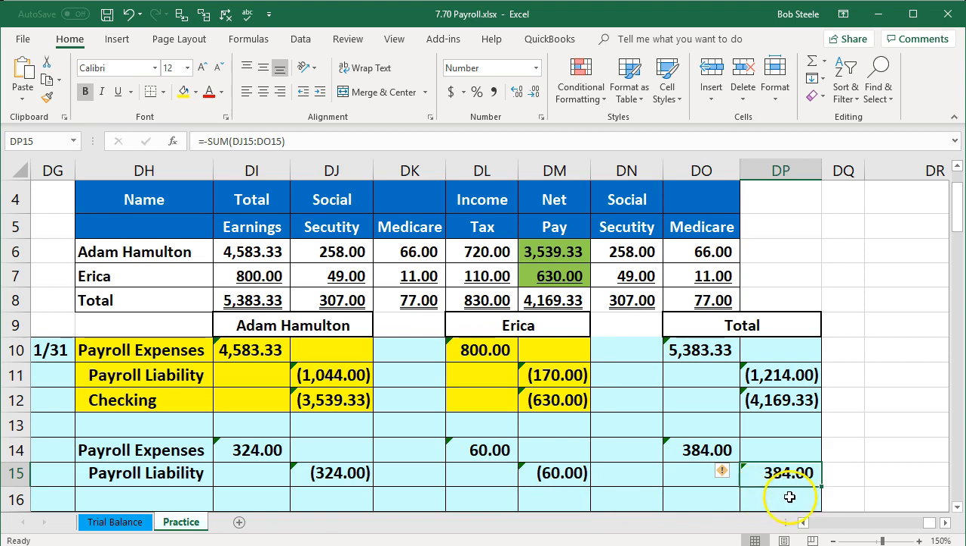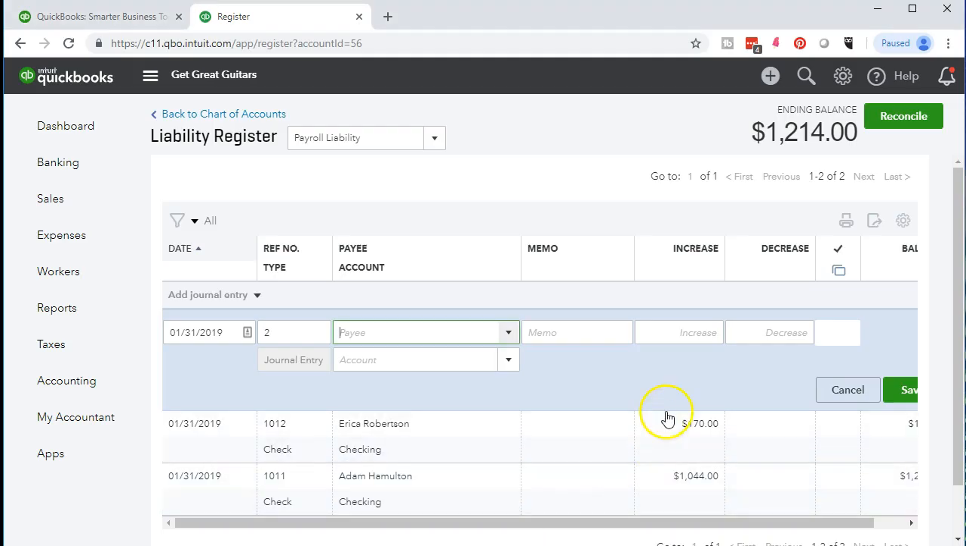So the payroll liability, we're just going to use this 384, which is the sum of these two. Going back to our register, it's going to be an increase to the liability. The bad thing is going to go up, so it's going to be 384. That's going to increase there. And then the other side it needs to go to is going to be the payroll expense account.